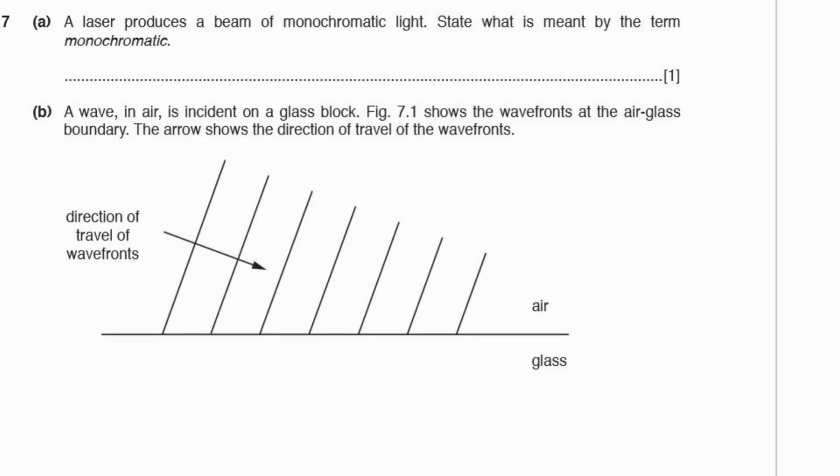7a. A laser produces a beam of monochromatic light. State what is meant by the term monochromatic. Well, that just means single colour. It's a single frequency or a single wavelength. There we go. So light of a single frequency, and you could put single colour or single wavelength. That should still get you the marks.